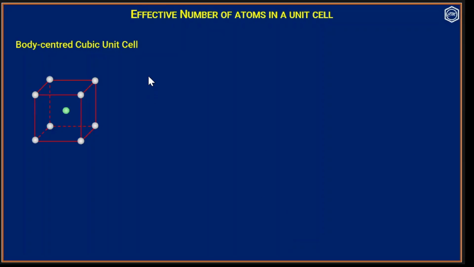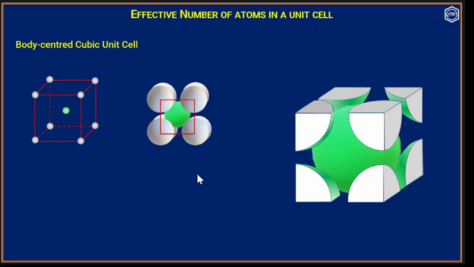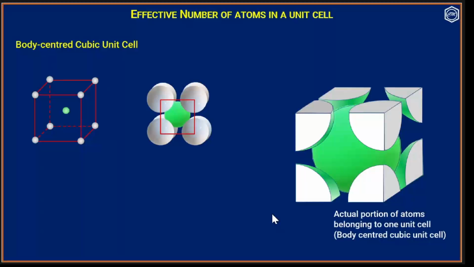Now consider the body-centered unit cell. In addition to corner points, there is one point at the middle of the cube. If we take the space filling structure, this one will be the space filling structure. So the actual portion of atom belonging to one unit cell will be this one. This is 1/8, another 1/8, 1/8. So this is only an imaginary figure.